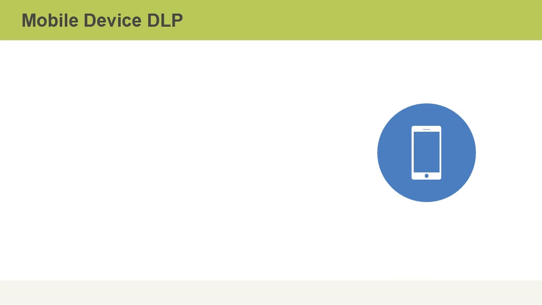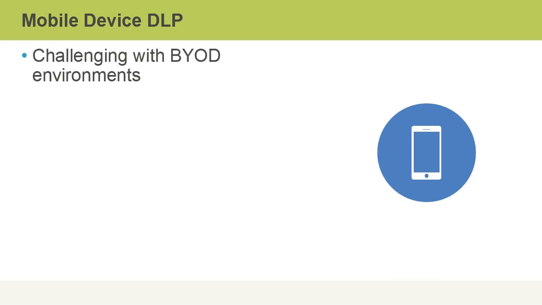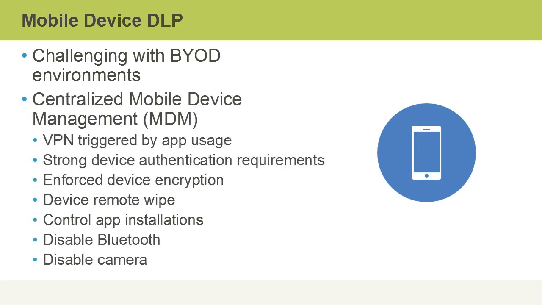Mobile devices are very convenient and can make people productive, but at the same time, they introduce new challenges and risks for IT security specialists. There are challenges with the BYOD environment, bring your own device, where users can bring personal mobile devices to be used for work purposes. Now, when this is done, the organization should be using some kind of centralized mobile device management, or MDM, solution where, for instance, a VPN connection would be triggered on a smartphone when a certain app that requires access is started. Also, strong device authentication requirements should be put in place, such as PKI certificate authentication or multi factor authentication.